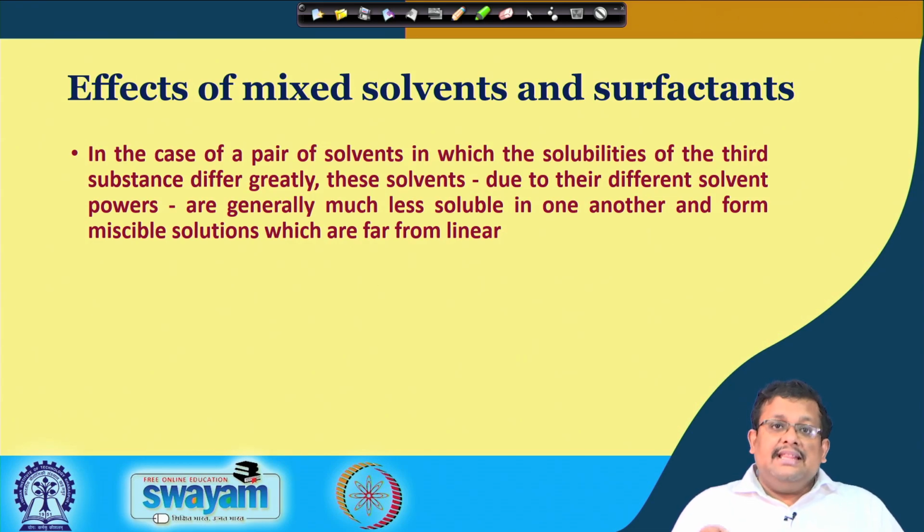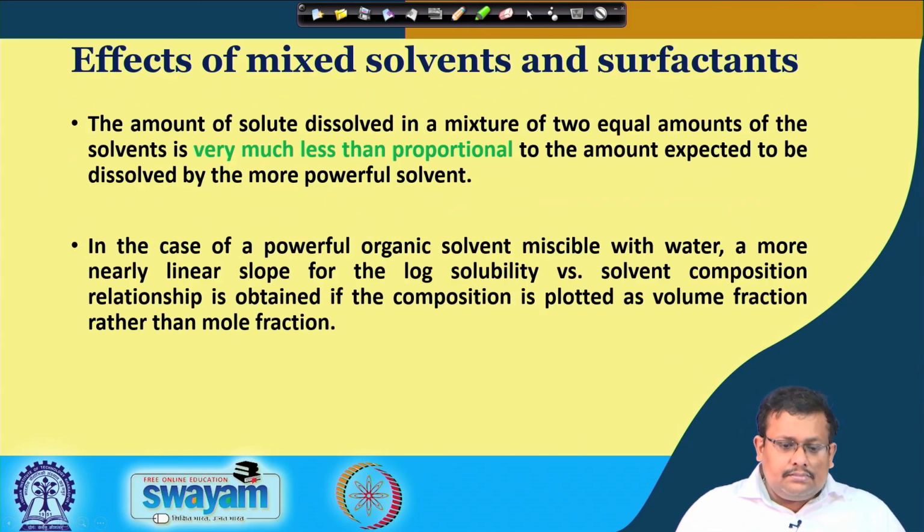Again, in the case of a pair of solvents in which the solubilities of the third substance differ greatly, these solvents, due to their different solvent powers, are generally much less soluble in one another and form miscible solutions which are far from linear. So, this is another rule when we talk about the effects of mixed solvents and surfactants.